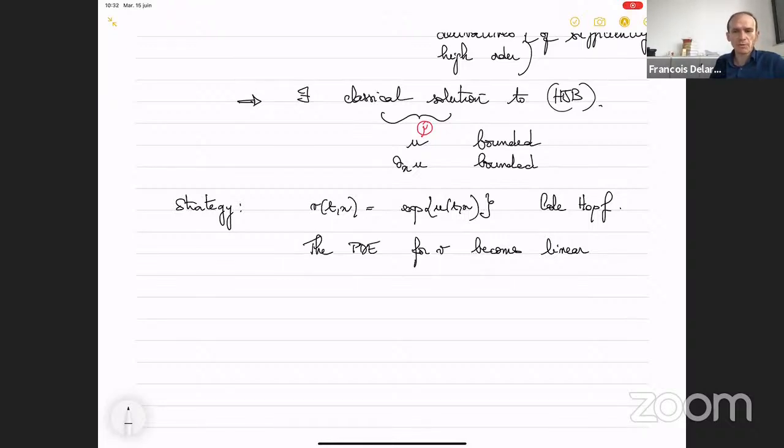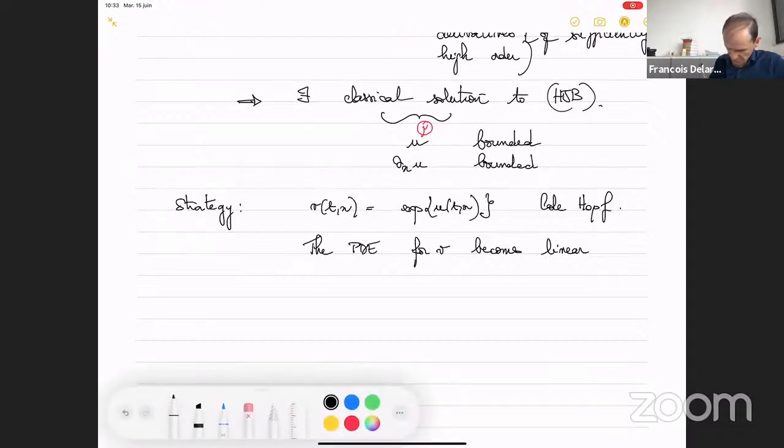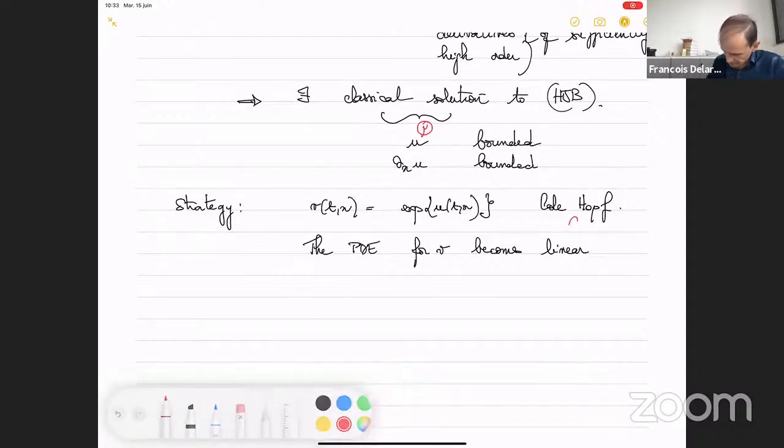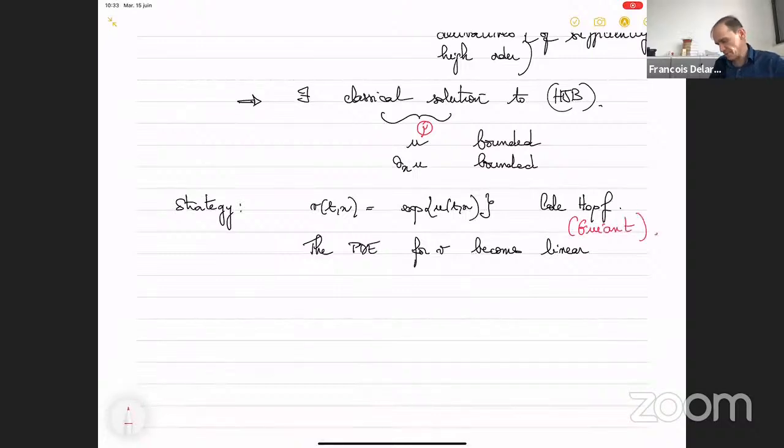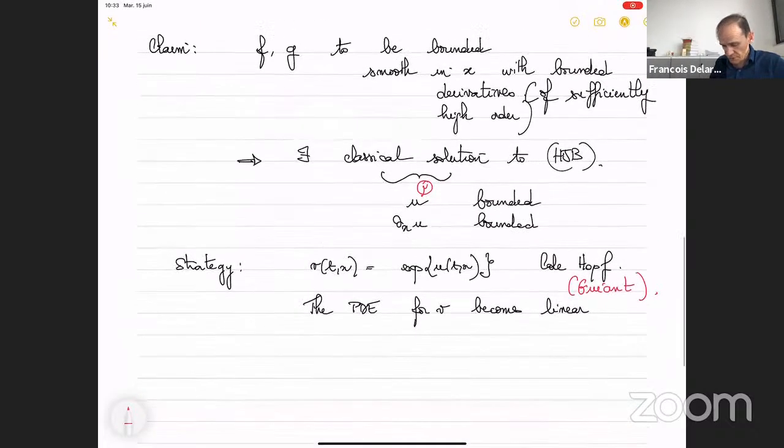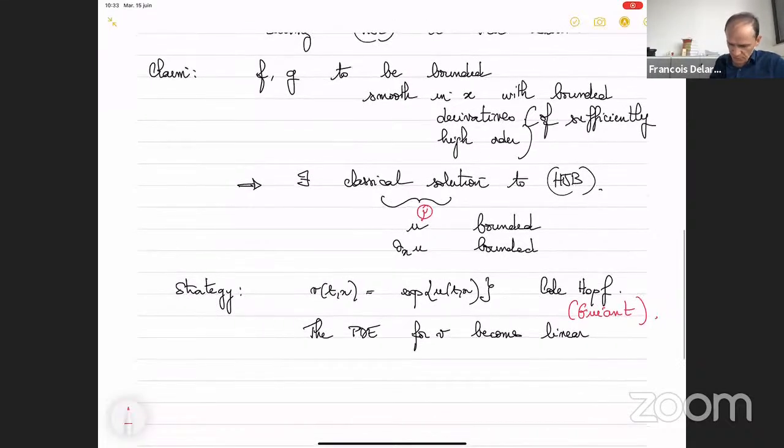This was widely used in the very first articles. And let me mention, for instance, all the works by Olivier Guéant, who was a PhD student of Pierre Williams. And he tackled many examples using this transformation. So I'm not going to do the proof. This is just to advertise the strategy.